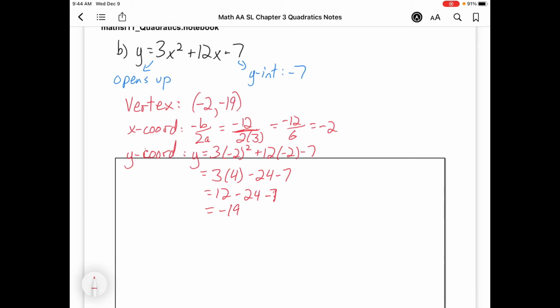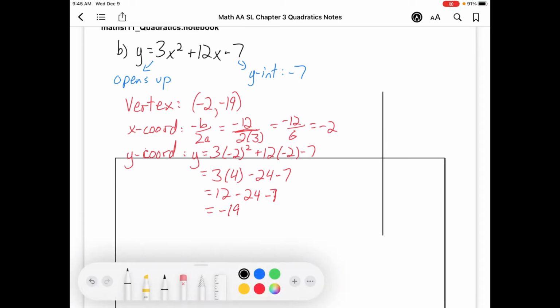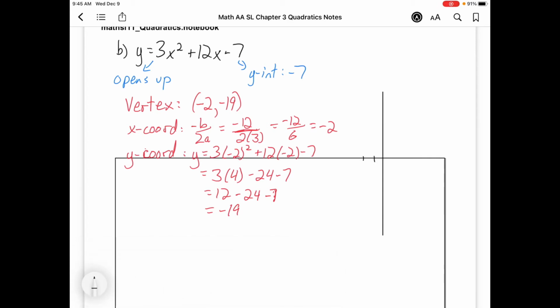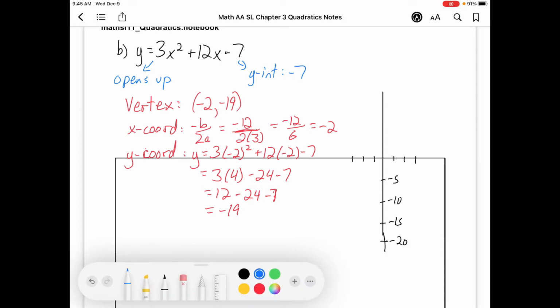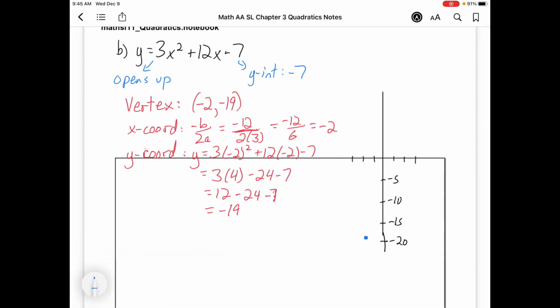This may be a bit of a pain to sketch, but we'll do our best. I'm going to pick a scale that works for me. So for my x's, I'm going to go just in ones. If I don't label the scale, I assume it's ones. For my y's, I'm going to go in 5s. So here will be negative 20. And that way I can plot my points pretty nicely. So the vertex is at negative 2, negative 19. That's right here. And the y-intercept's at negative 7. So 0, negative 7. Great.